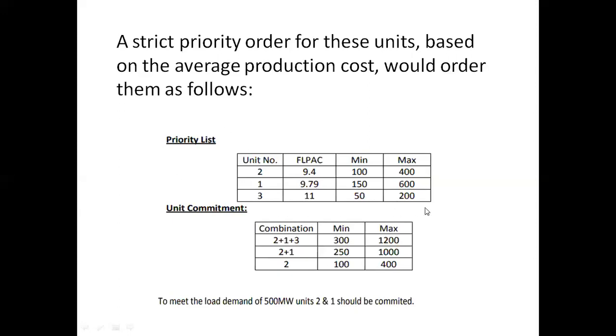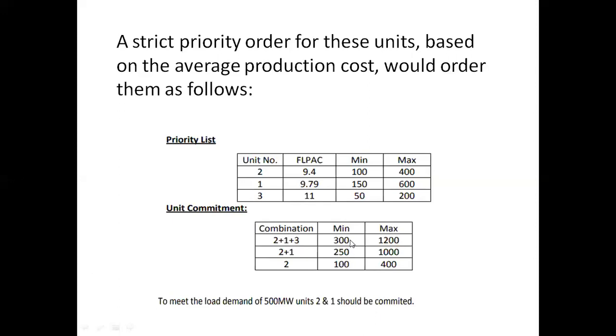In this way we can form the priority list table depending upon the full load average production cost. The unit with the minimum full load average production cost comes at the top of the priority list. Now the unit commitment: when all 3 units are in running condition, look at the combination. It is not written as 1 plus 2 plus 3 or 3 plus 2 plus 1. It is written as 2 plus 1 plus 3, meaning we first turn on unit 2, then unit 1, then unit 3.